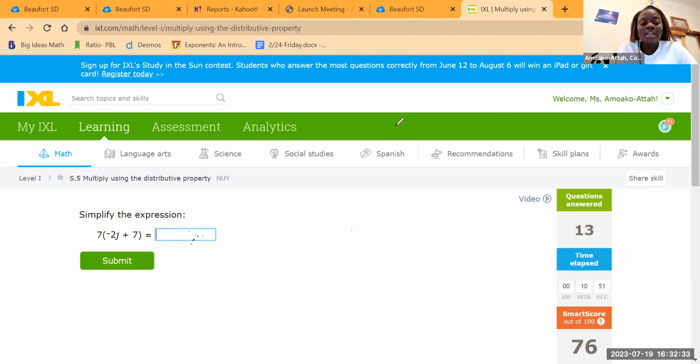7 times negative 2 will give you negative 14. Negative 14J. All right, that's a variable attached to it. Plus 7 times 7 will give us what? 49, right? 7 times 7 will give you 49, right? Okay, let's go. So 49.